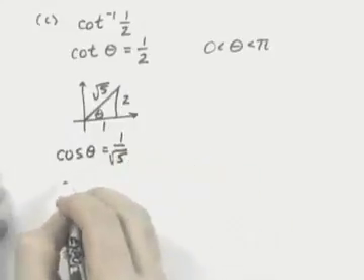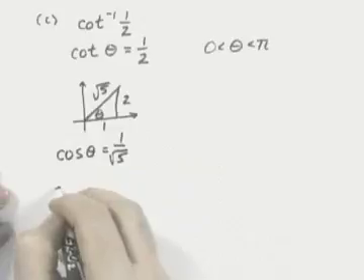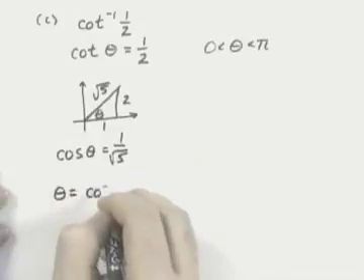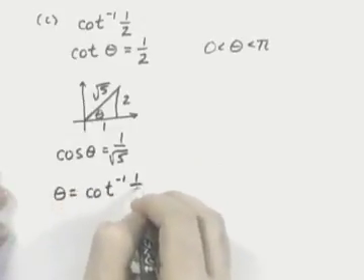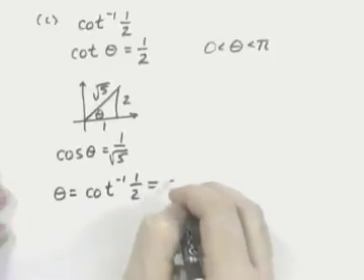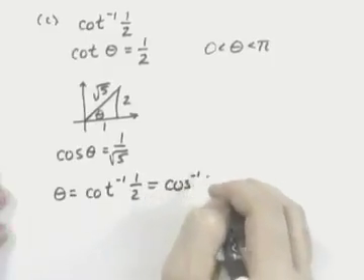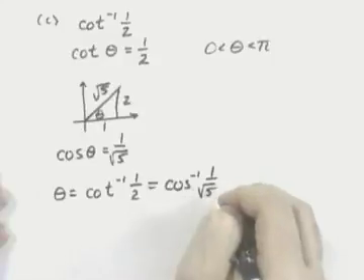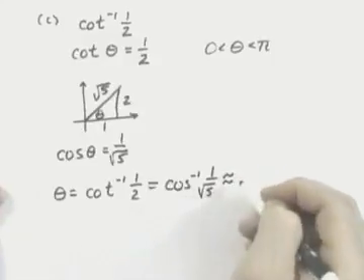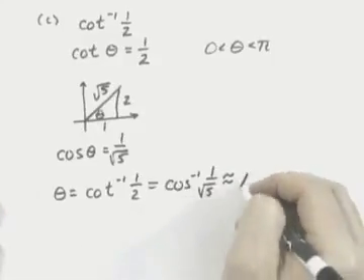So we have the following situation. Theta is going to equal the inverse cotangent of 1/2, but that's equivalent to finding the inverse cosine of 1 over the square root of 5. And if we enter that into our calculator, we would get about 1.11.